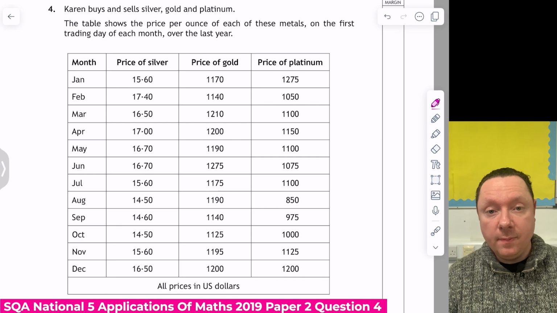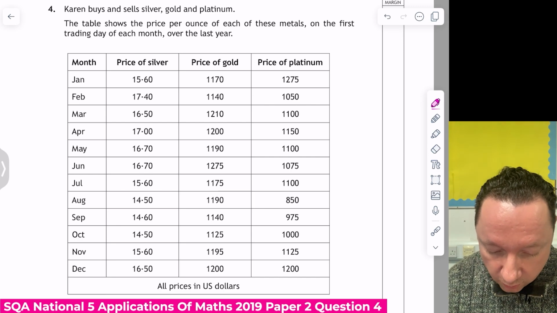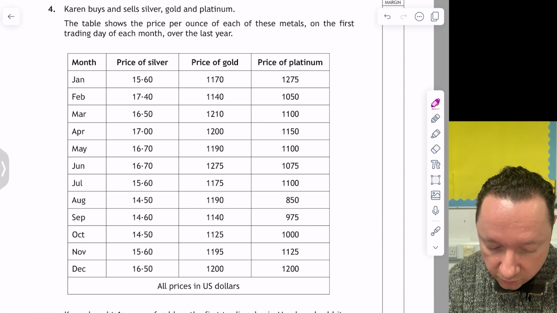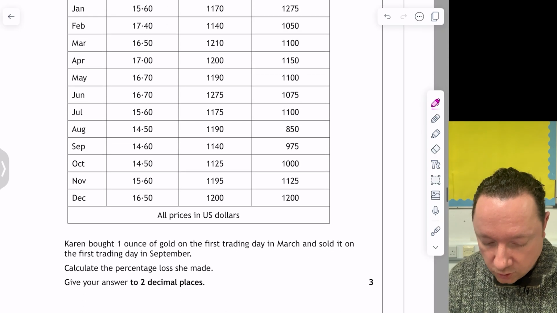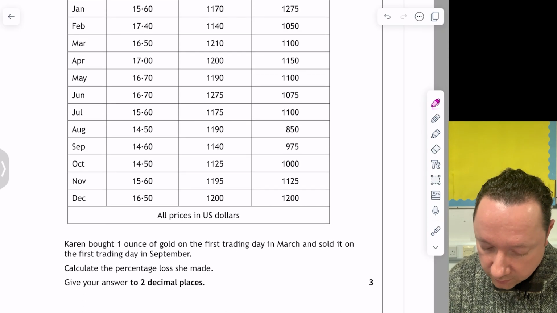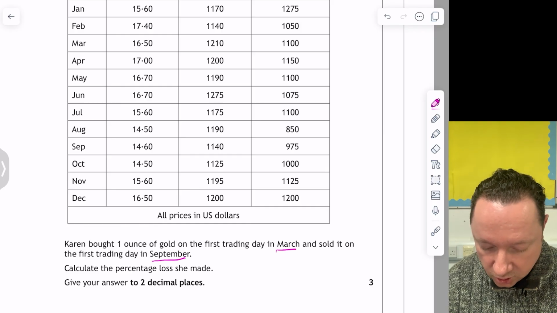SQA National 5 Application of Maths 2019, Paper 2, Question 4. Karen buys and sells silver, gold and platinum. The table shows the price per ounce for each of these metals on the first trading day of each month over last year. Karen bought 1 ounce of gold on the first trading day of March and sold it on the first trading day in September. March, September. Calculate the percentage loss she has made.